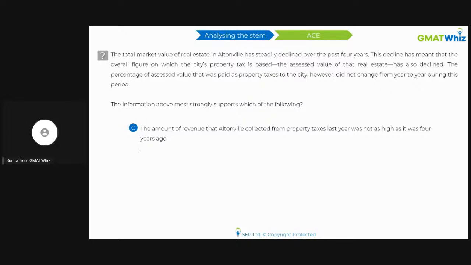So let's see what C says. The amount of revenue that Altonville collected from the property taxes last year, all right, was not as high as it was 4 years ago. So let me see what this means. The property tax is calculated on the assessed value of properties, right? So say assessed value is X, and we know that the rate of property tax has remained same, say 5% of X.